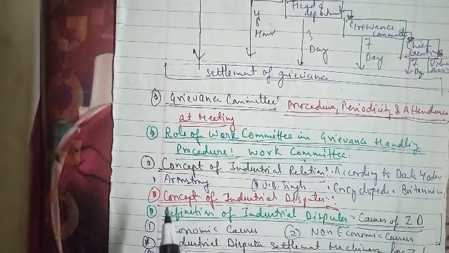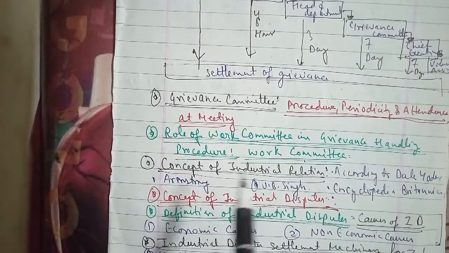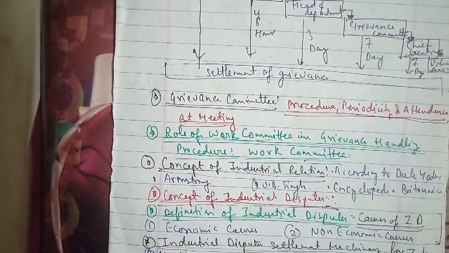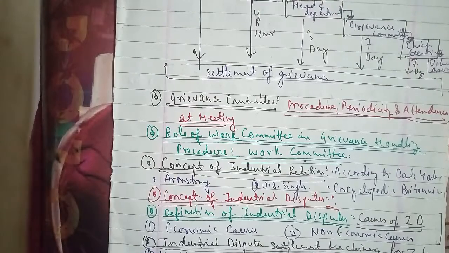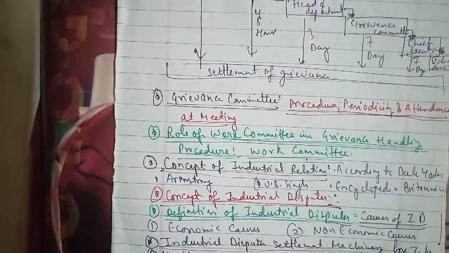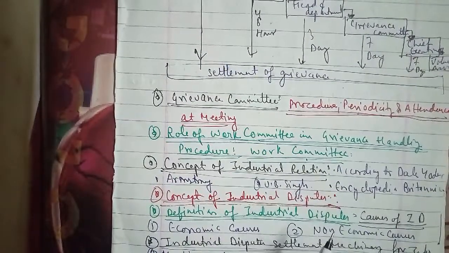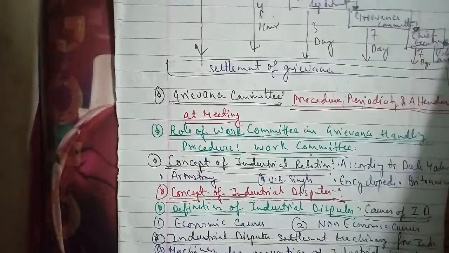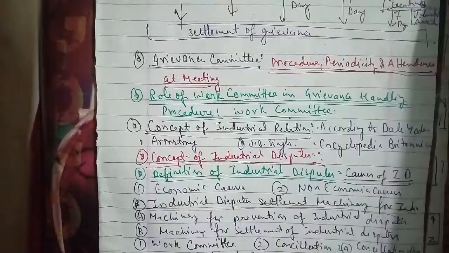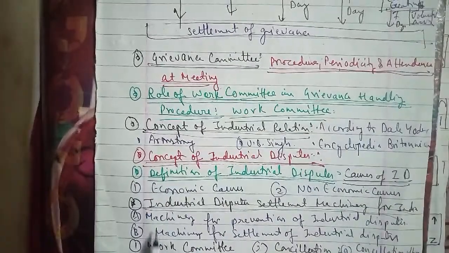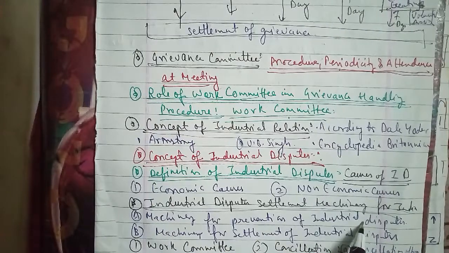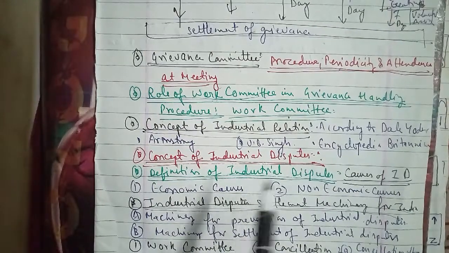The other is the machinery for the settlement of industrial disputes. If disputes could not be prevented on a voluntary basis and do arise, the Industrial Disputes Act 1947 provides several provisions for settling them. Such provisions are the works committee and conciliation, and then we have sub-parts related to these as well. We will discuss those here itself.